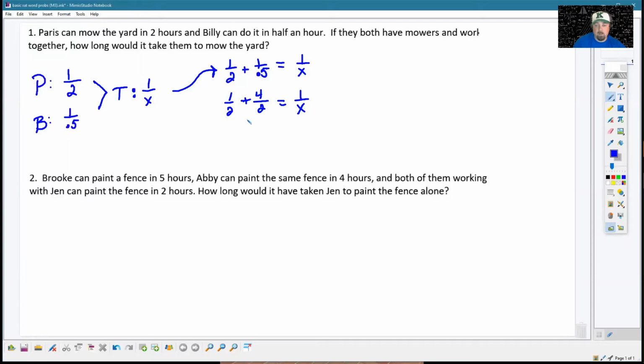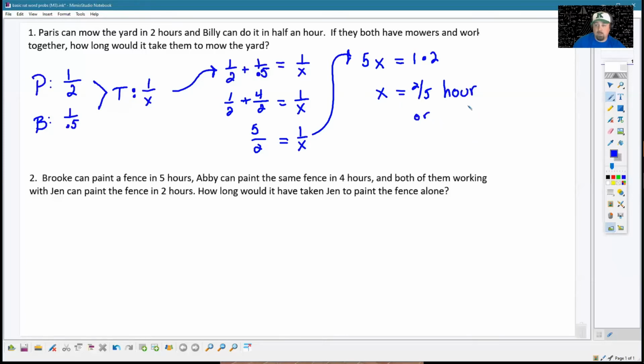Now when I complete this and I add these two together, 1 plus 4 gives me 5, and I get 5/2. 5/2 is equal to 1/x. This is where I want to cross multiply so I can solve for x. So that means 5x is equal to 1 times 2, which is 2. So that means x is going to be 2/5, which is 2/5 of an hour.